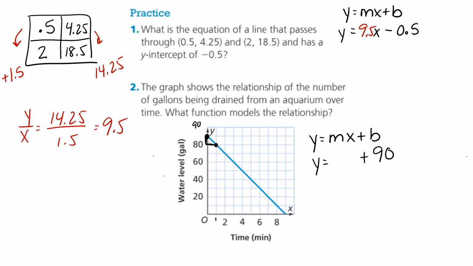Going from 90 to 80 is going down 10 and sideways 1. We set up that fraction as rise over run. 10 divided by 1 is 10, so that's a 10x. Because the line is going in a downward pattern, I know that my slope is going to be negative. It would be a negative 10x plus 90.